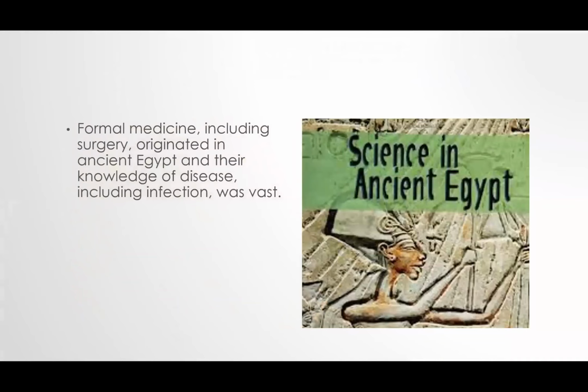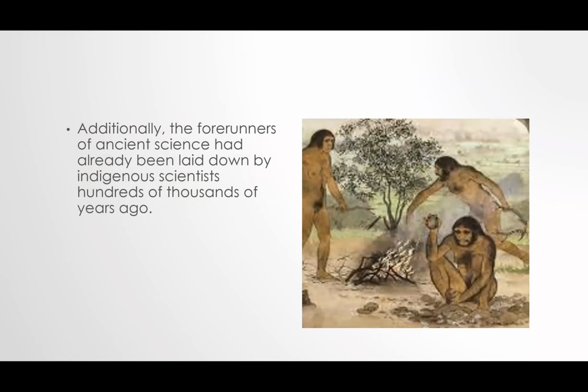Formal medicine, including surgery, originated in ancient Egypt, and their knowledge of disease, including infection, was vast. Additionally, the forerunners of ancient science had already been laid down by indigenous scientists hundreds of thousands of years ago.